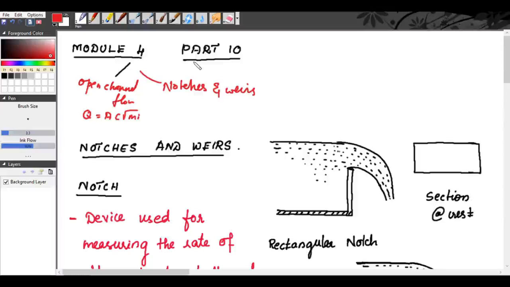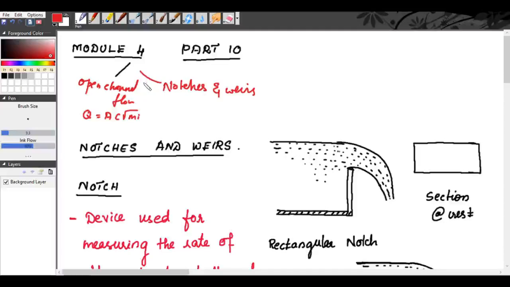After that, we saw most economical channel sections. We saw three channel sections, that is trapezoidal channel section, rectangular channel section and circular channel section. We saw the conditions and we solved a few problems related to that. After that, we saw what is conveyance and what is section factor.